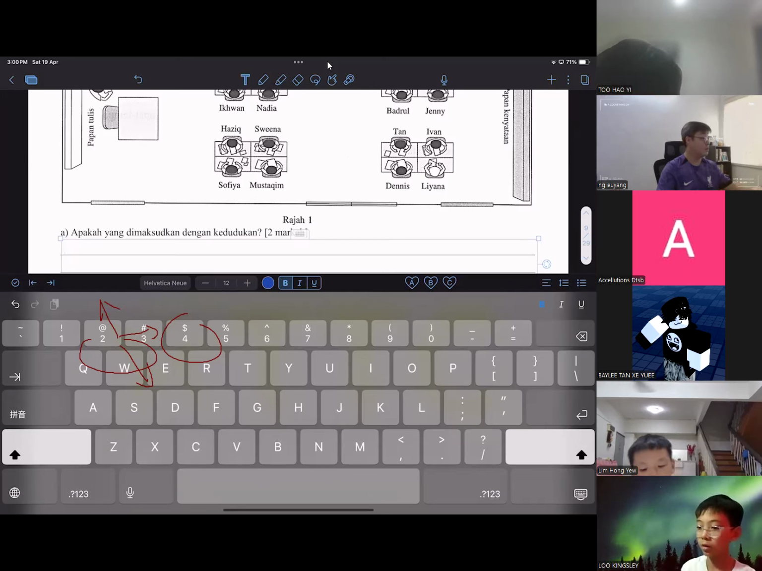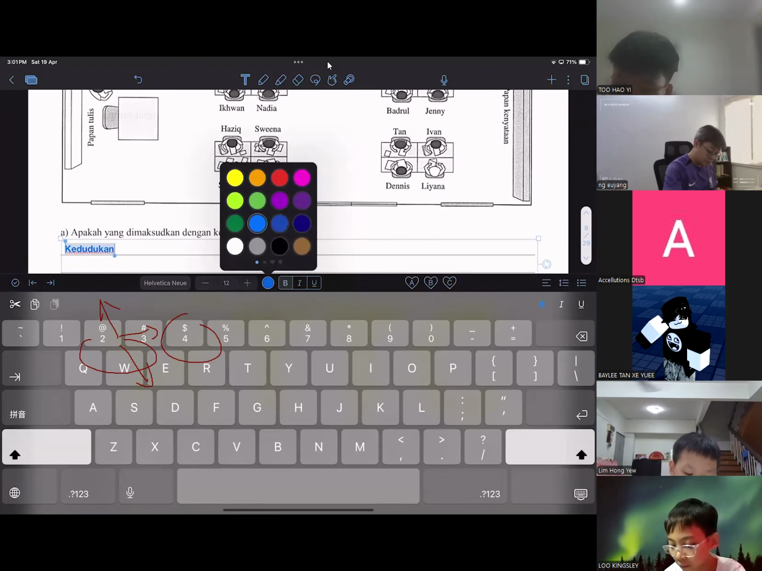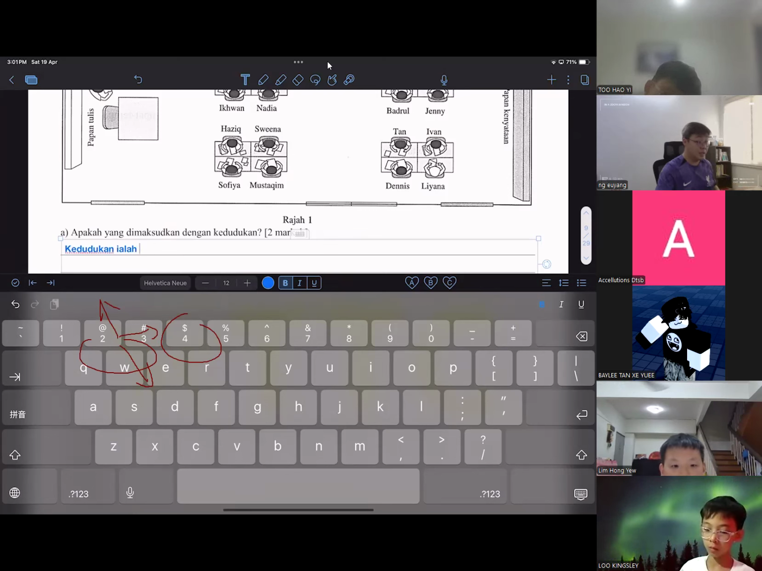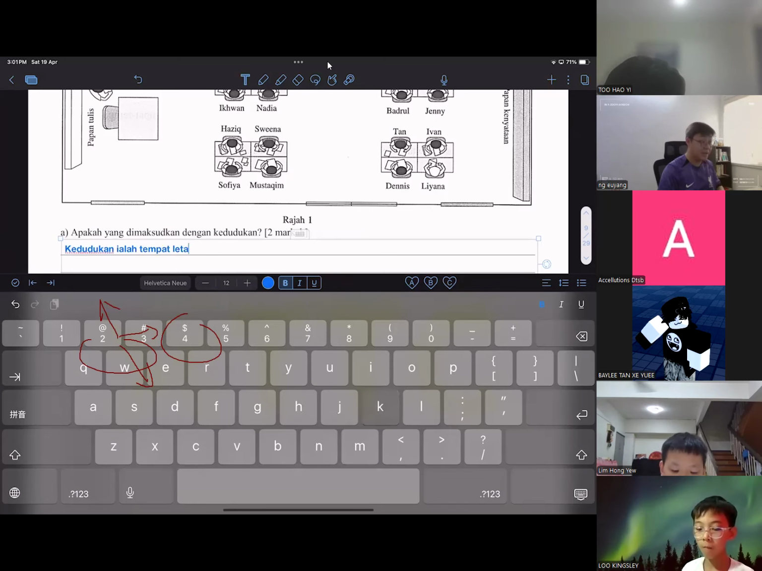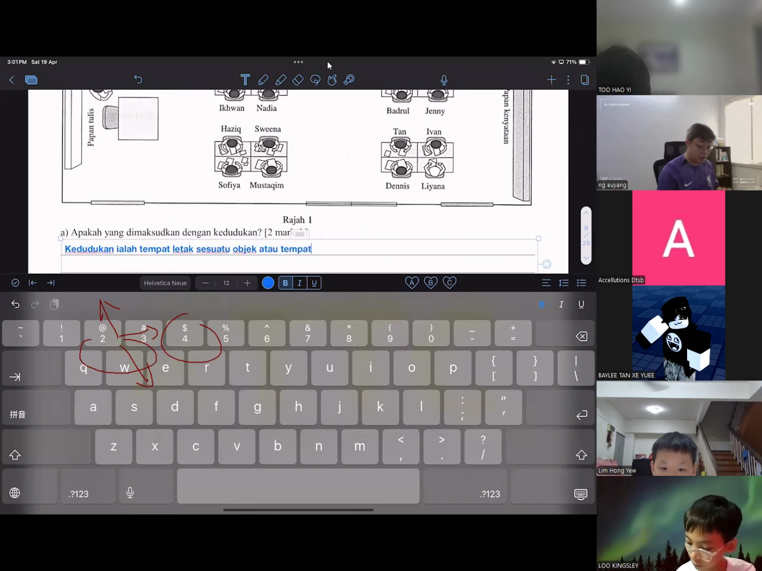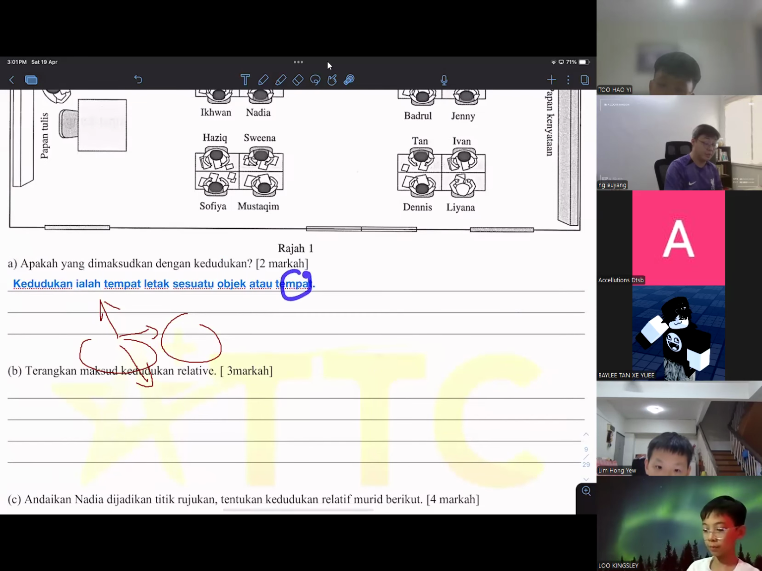Okay, so guys, copy from the screen. Kedudukan jalan. So kedudukan jalan. Keyword tempat letak sesuatu object. So if you don't want to memorize object, choose one to memorize, object atau tempat. If you're really able to memorize both, then use atau tempat. Usually I'm just lazy, so I just make sure tempat, because most of the exercises are referring to the tempat for kedudukan.